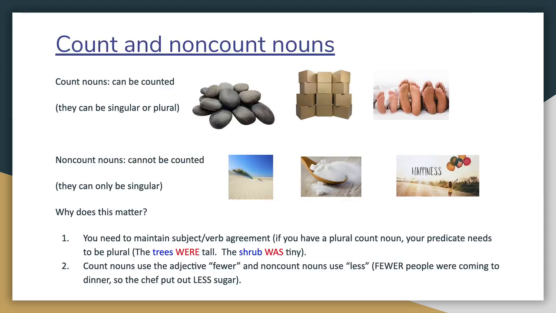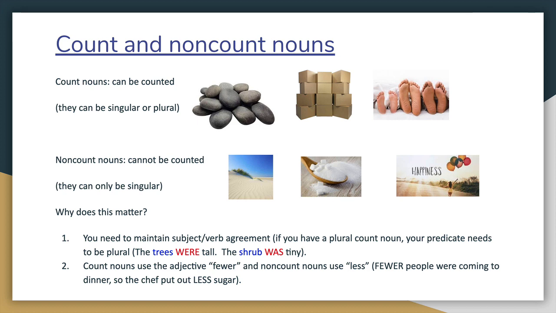Another type of noun that you should be aware of are count and non-count nouns. So count nouns are simply nouns that you can count. So in this case, this type of noun can be singular or plural. For example, you can have a rock or a lot of rocks, a box or a lot of boxes, or a foot or many feet.